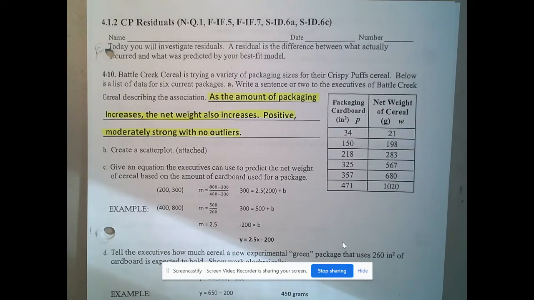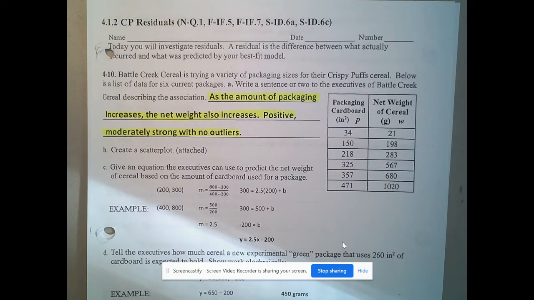All right, so today we're going to talk about something you've probably never heard of before, called residuals. A residual is the difference between what actually occurred versus what we predicted would occur based on a best fit model, like when we make a scatter plot with a fitted line and we say, oh, this is what should happen versus what actually happens.